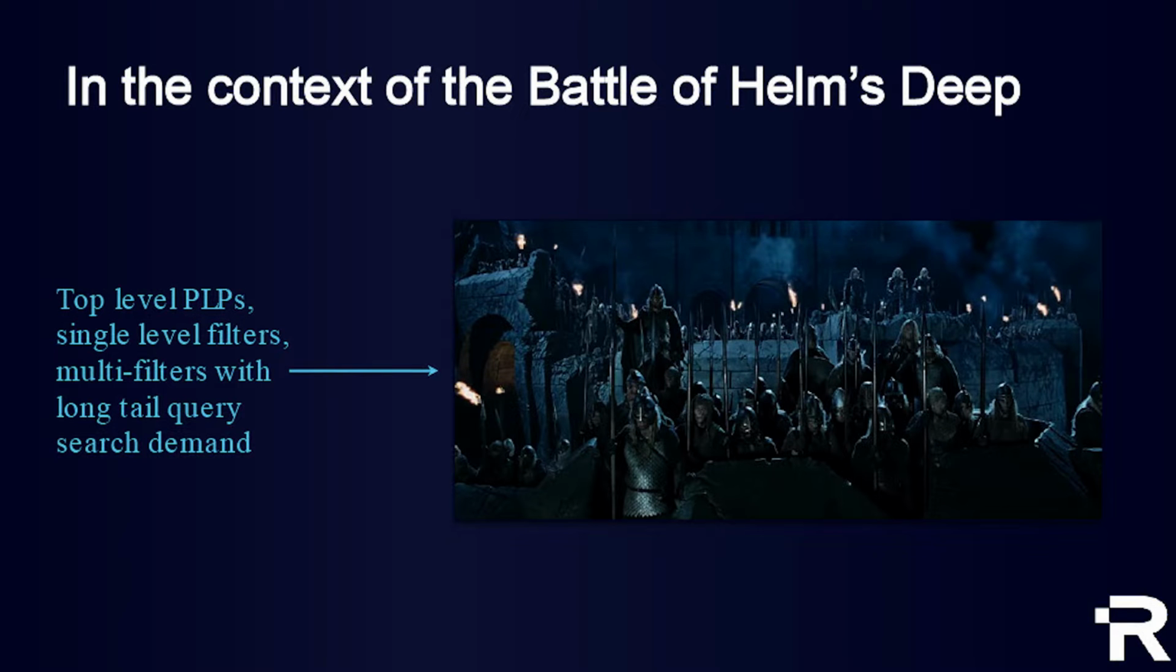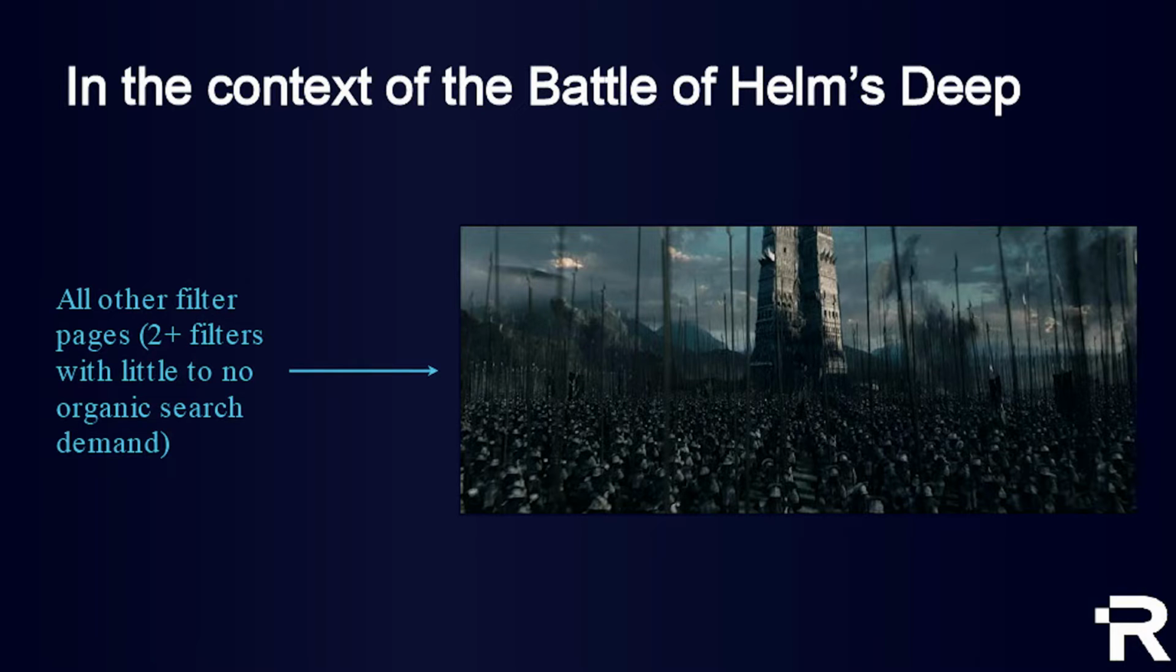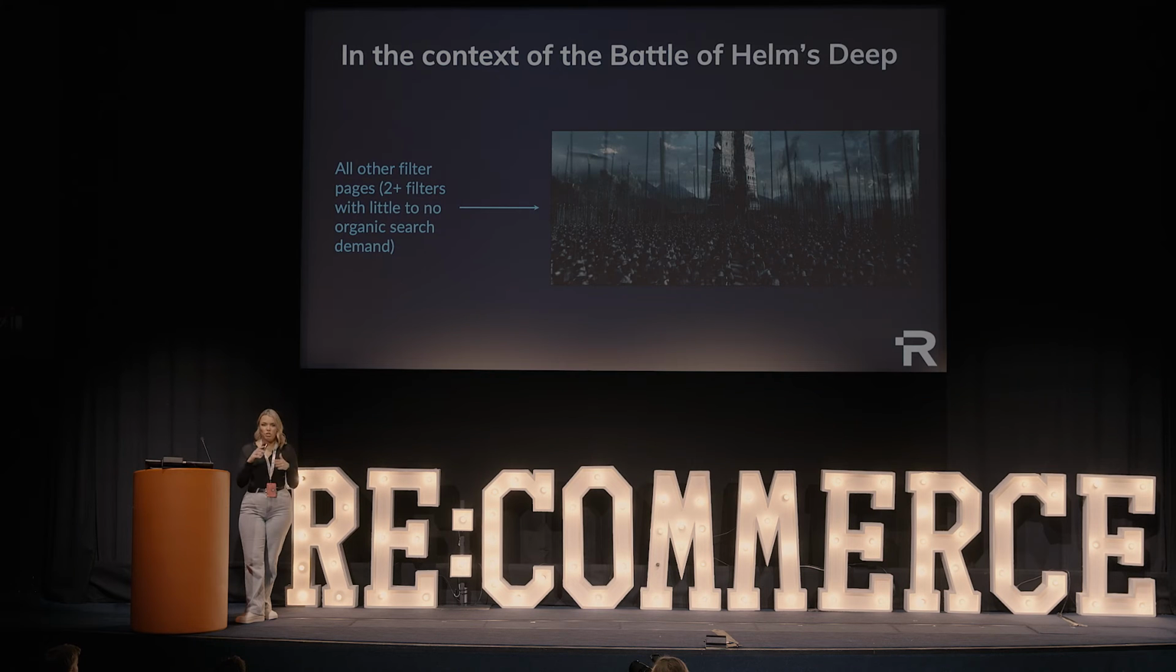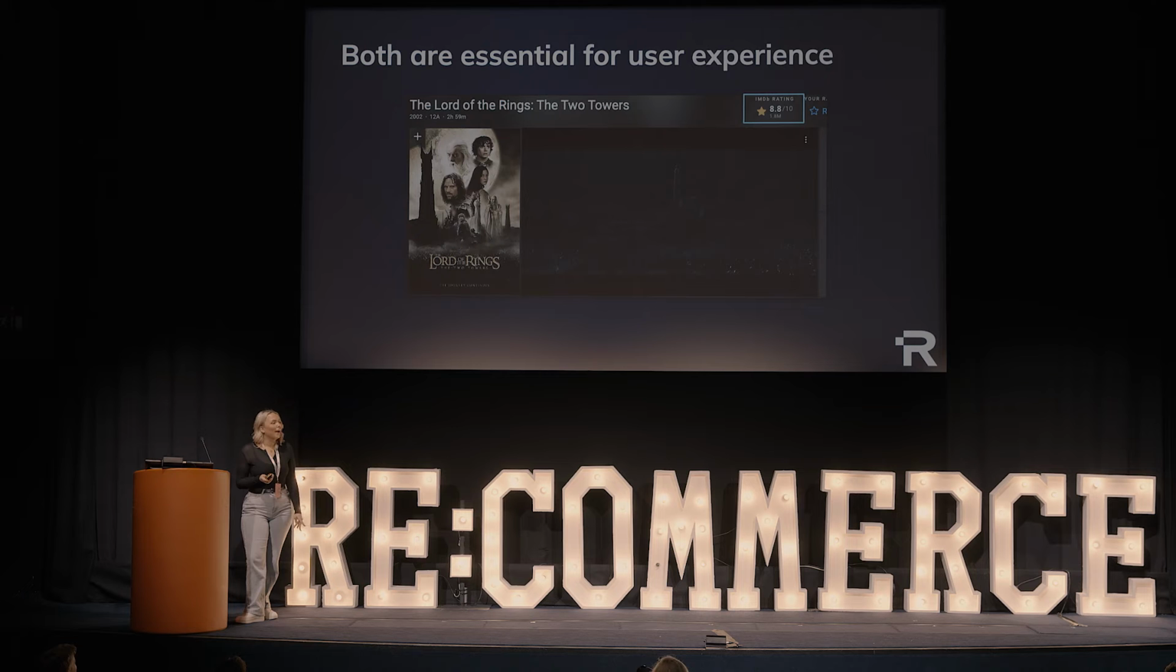At the risk of over-explaining this just for the sake of Lord of the Rings content, I like to compare this to the Battle of Helm's Deep. So you've got your men and elves, which are like your top-level PLPs, your single-level filters, your really important pages, and then you've got your tens of thousands of Uruk-hai, which are kind of like all your filtered pages that are spawned off the back of those, which are really great for user experience. There's a reason that this film is rated so highly on IMDb, because you can't have the battle without them, right?